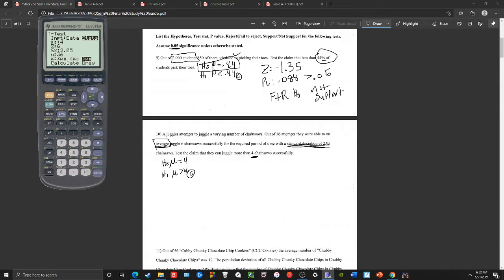Again, your average that you're testing for, you want to be more than 4. So 4 is your mu 0. You want to be more than 4, so you pick the H1 there. It's a common mistake.